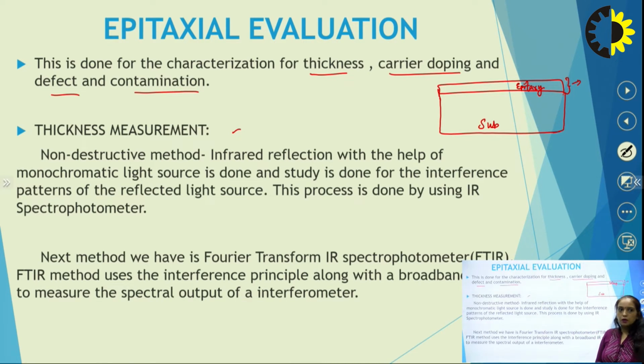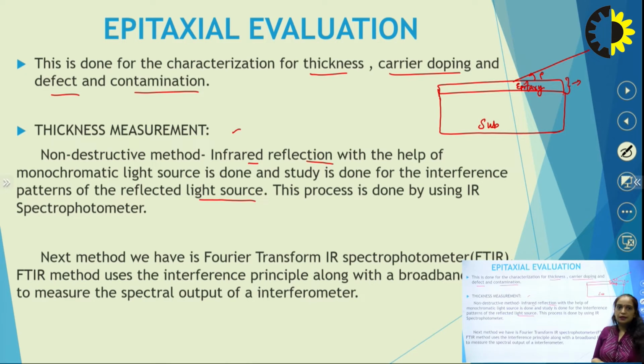The first one is the non-destructive method. In this method, infrared reflection with the help of a monochromatic light source is done, and the study is done for the interference patterns of the reflected light. So in this process, we will pass a light source with a very small incidence angle, approximately 1 degree.